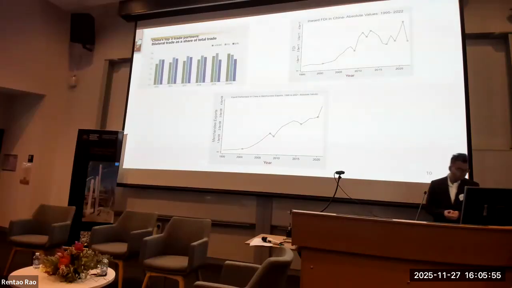So these are just figures. Figures talk more than words. So the export efficiency is increasing. The import FDI is also going down a bit, but in the services sector.